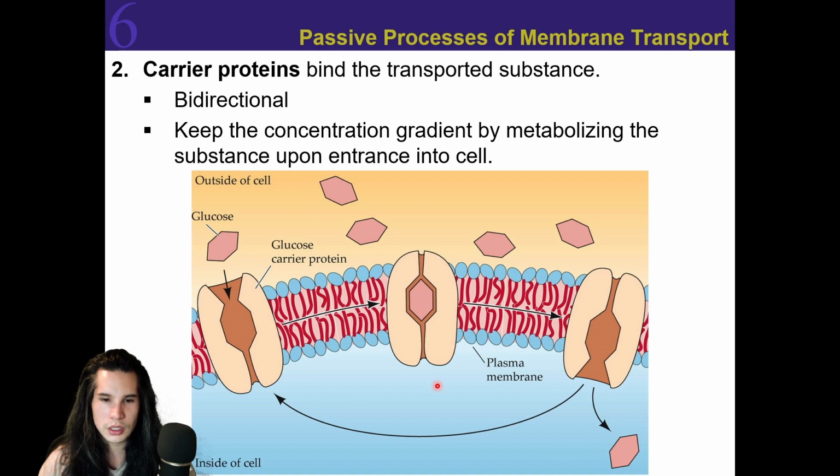Now the thing is, eventually, if we did this and we didn't metabolize this sugar, for example, we would reach some equilibrium where the glucose on the outside is equal to the glucose on the inside. The way we maintain that concentration gradient so that there is less glucose on the inside of the cell than there is on the outside is we just metabolize the substance upon entrance into the cell. So we'll break down the glucose. We'll attach a phosphate to it. We'll undergo glycolysis, breaking it down into pyruvate molecules, for example. And then in that case, the concentration of glucose on the inside of the cell is going to be lower than what you have on the outside. And so you're still going to have that affinity for glucose to move into the cell.